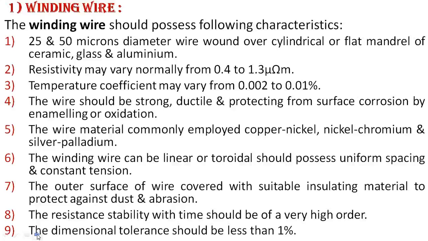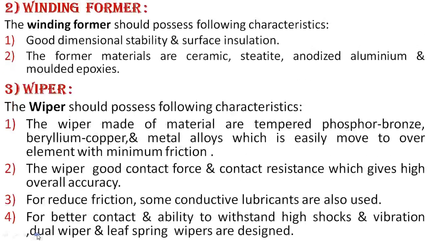Now, the second parameter of the potentiometer is the winding former. The winding former should possess the following characteristics. First is good dimensional stability and surface insulation. Whatever former we use in a potentiometer should have good dimensional stability and surface insulation. Former materials used include ceramic, anodized aluminum, molded plastics, and steel. These are the characteristics of the winding former used in a potentiometer.